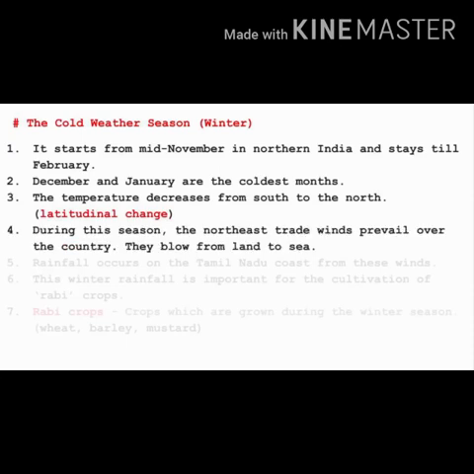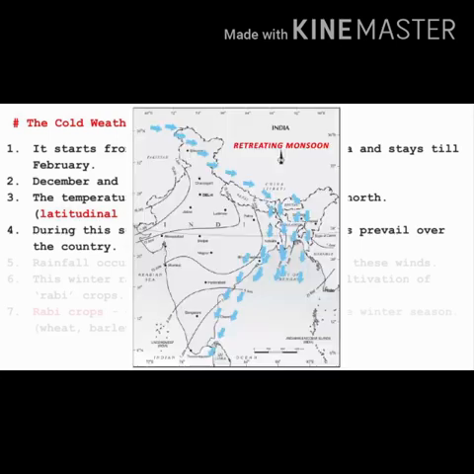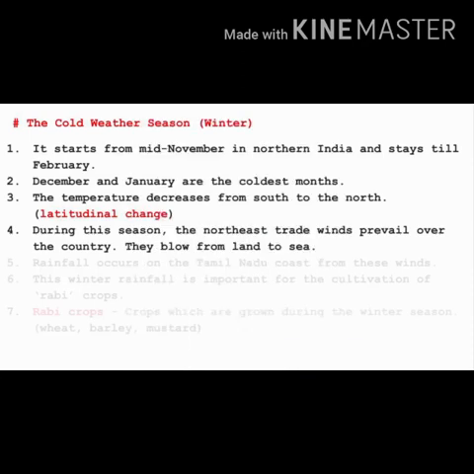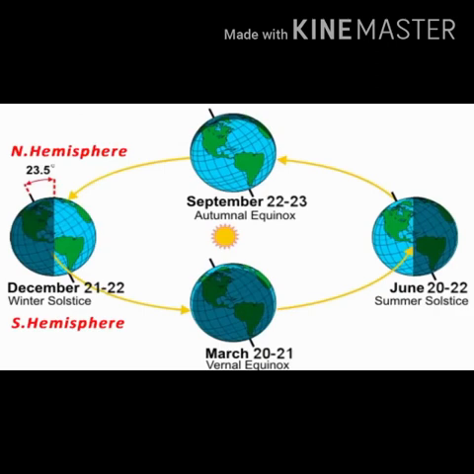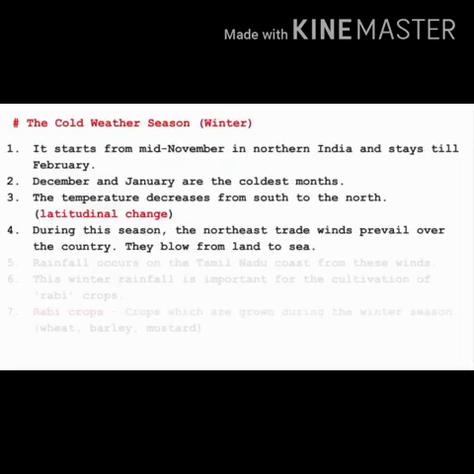So during winter season, the northeast trade winds prevail over the country. They blow from land to sea. So the reason it's cold in the north at this time is because of the cold winds that are generated in the Arctic Circle. Because the sun rays do not fall directly over the North Pole and South Pole area, so what happens is all the cold winds that are generated at these regions, they move towards the equator. And as a result, these cold winds, when they start coming from the Arctic, are hugely protected by the Himalayan barrier.